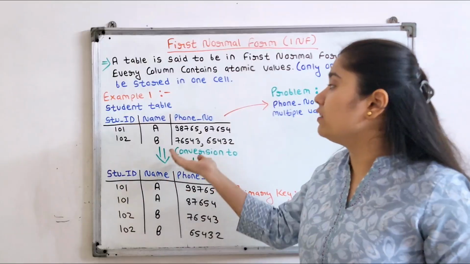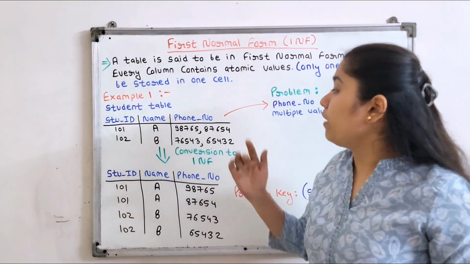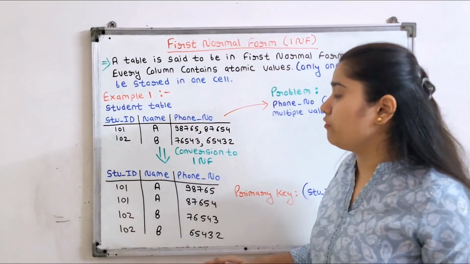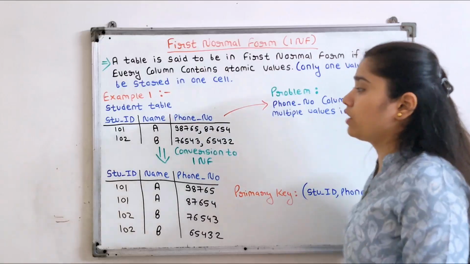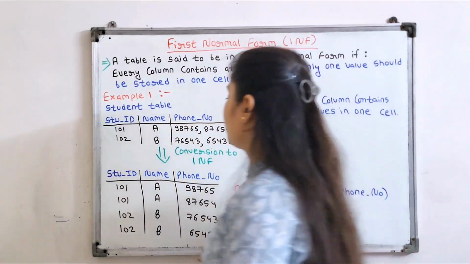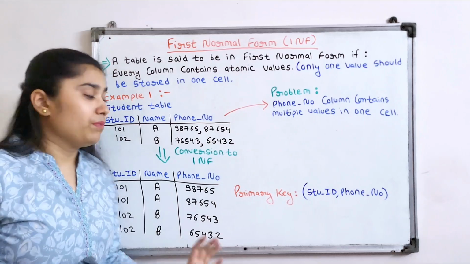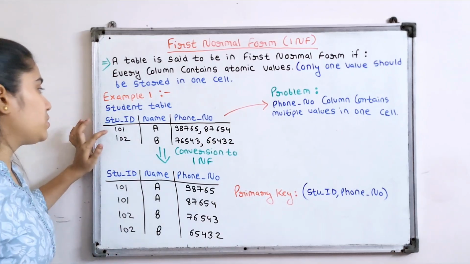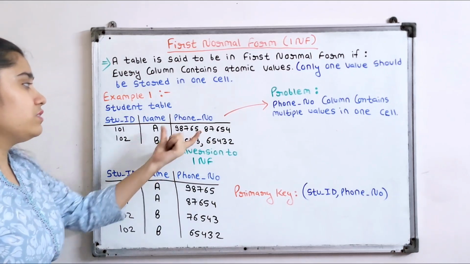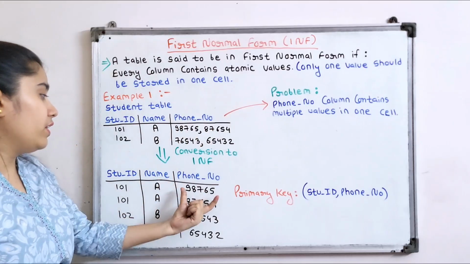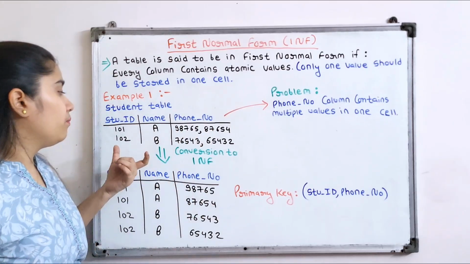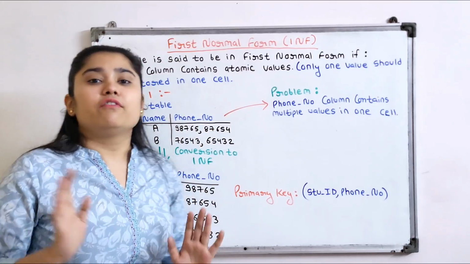Now how to convert this into 1NF? To convert into the first normal form, we split the values. Here, see, after the conversion into the first normal form, the phone number values get split. Here we have student ID 101, and it has two phone numbers, so we have written it like this. Now this table has been converted into the first normal form.